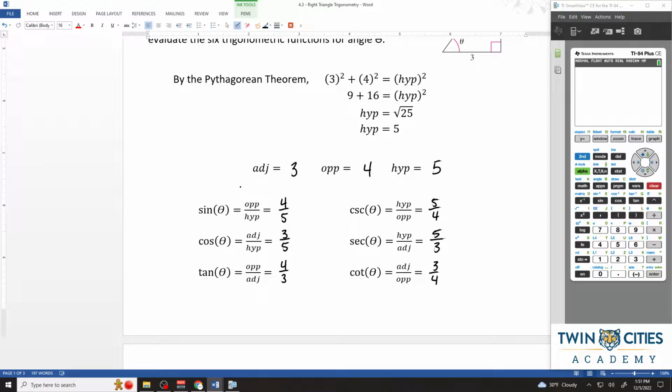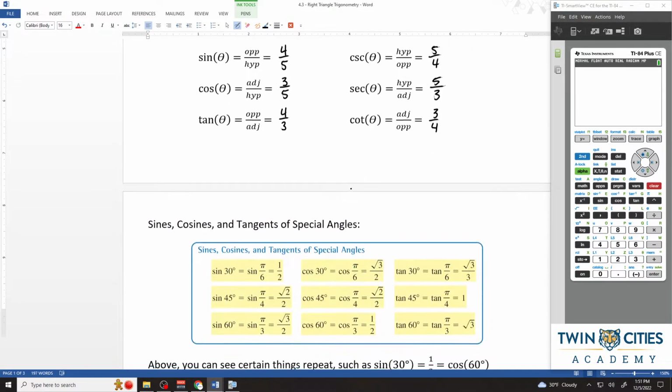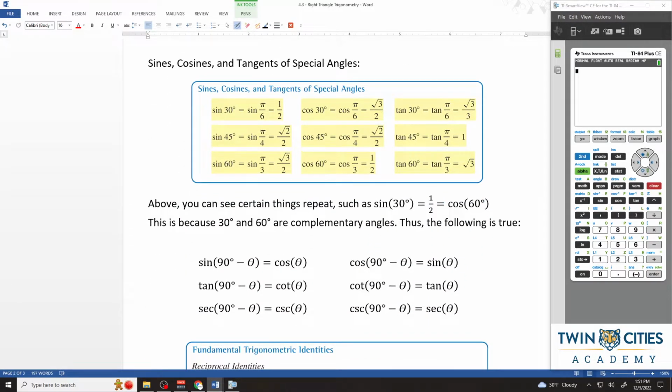All right, but I've got some other rules to keep in mind as well as some other identities. Let's take a look at those. Sines, cosines, and tangents of special angles. Here I've got the sine of 30 degrees is equal to the sine of pi over 6, depending on whether you're in degrees or radians. Well, that's 1/2. Sine of 45 is square root of 2 over 2. Sine of 60 is square root of 3 over 2, and so forth in this table.